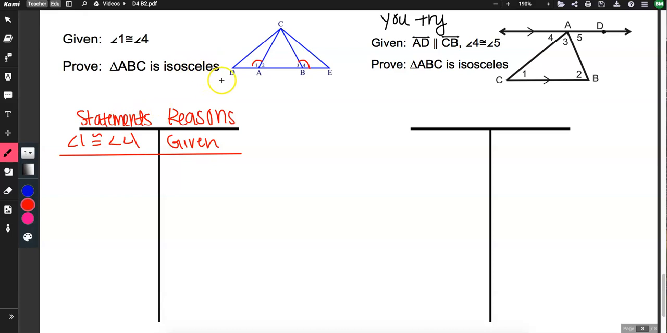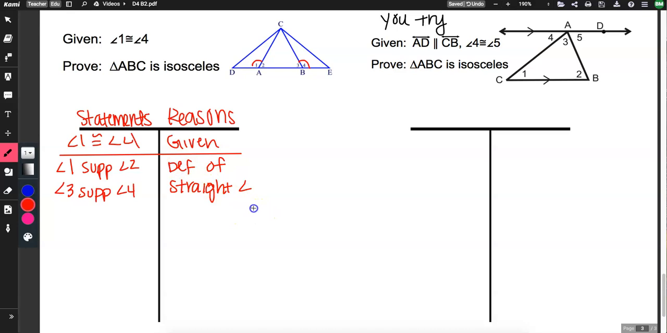So what I noticed right away is that I have a straight angle between 1 and 2, and then another straight angle with 3 and 4. So straight angles tell me that angle 1 is supplementary to angle 2, and angle 3 is supplementary to angle 4. That is the definition of straight angles. Okay? So I'm just kind of working my way up to either 2 sides congruent or 2 angles congruent.